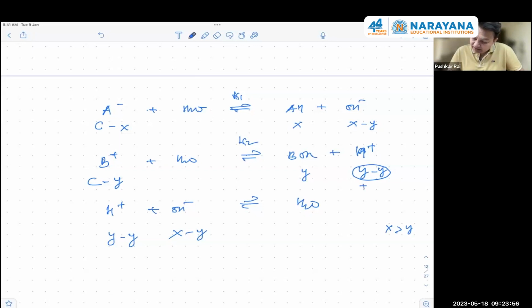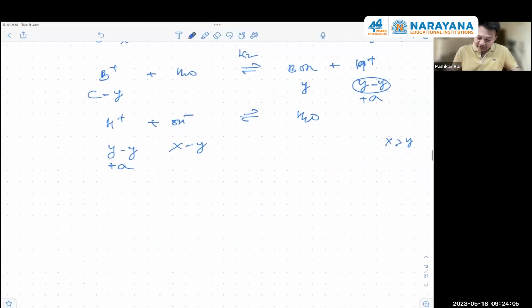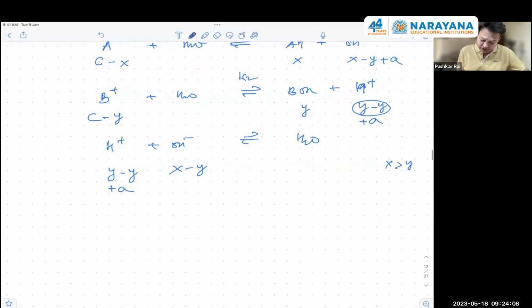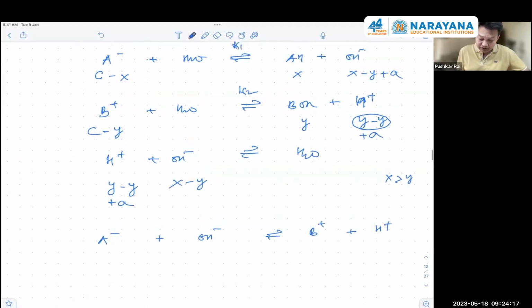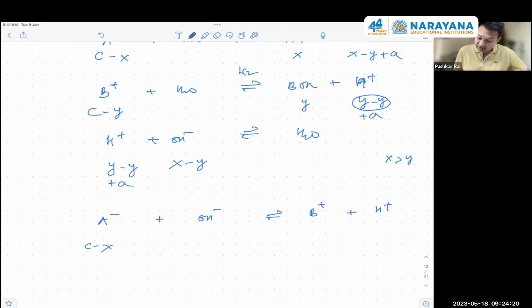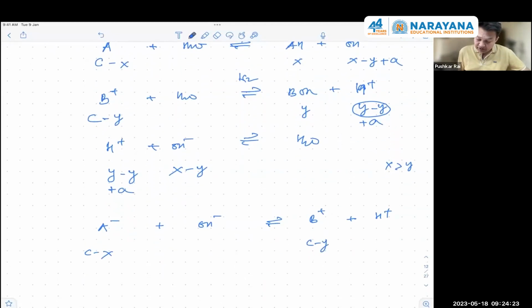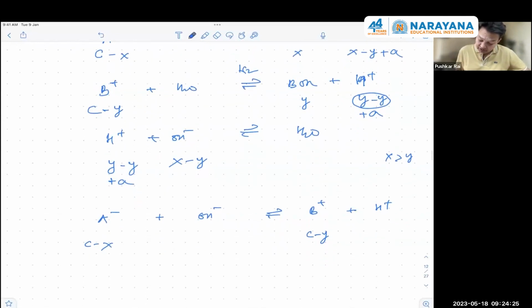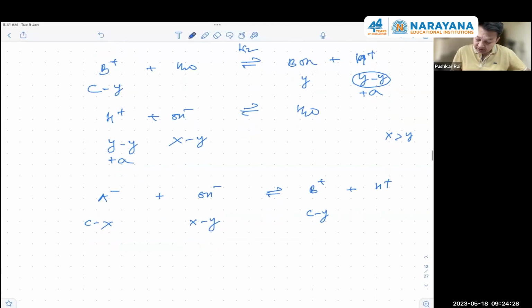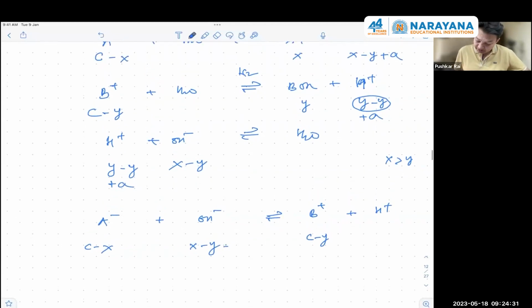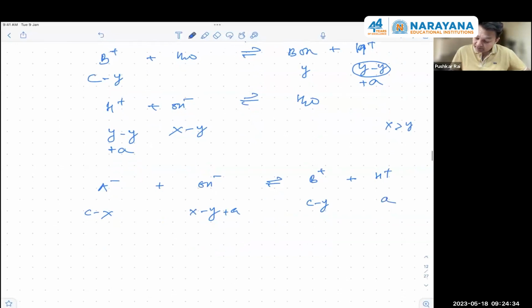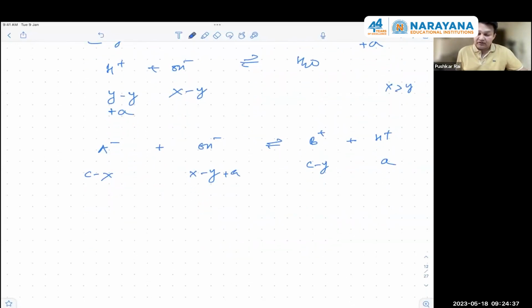So here at this point, I will add a, and I will also add a here. And now this is the situation. Now, if you don't agree with me, check this condition by charge balance. You write A negative plus OH negative equals B positive plus H positive, just to verify it. What is A negative? C minus x. What is B positive? C minus y. What is OH negative here? OH negative here is x minus y plus a. And H plus here is simply a. See, is this satisfied or not? Of course, it is satisfied.